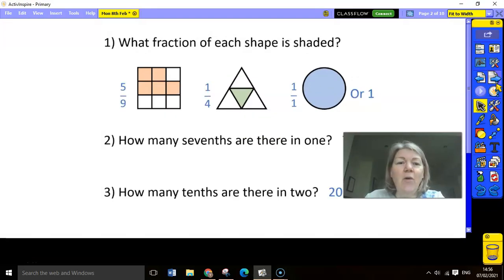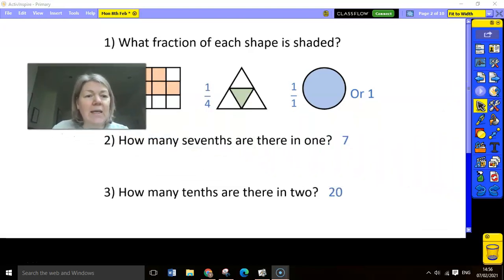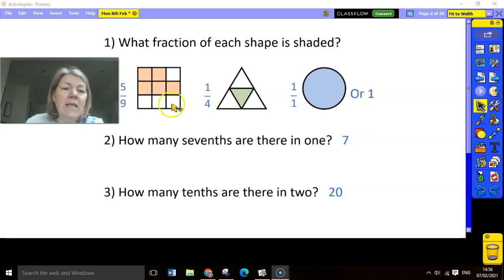Right, how did you get on then? So what fraction of each of the shapes is shaded? Well, I can see in this shape here that I have got 9 parts of my whole, 9 is the denominator, and I can see that there are 5 of them shaded, so 5/9 is the fraction that's shaded here. In my triangle, I can see that there are 4 smaller parts, each of equal size, and 1 of them is shaded, so here I've got 1/4 of the shape shaded.